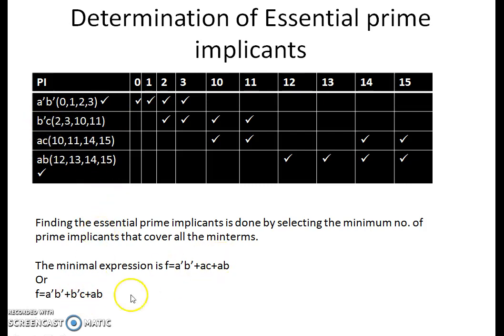I have given both the options where A bar B bar and A B are mandatory in both the expressions. I have just given a choice between these 2. You can either use B C or A C. So this is our final answer. We have found the essential prime implicants, that is the minimum number of prime implicants which are required to cover all the min terms, and they are listed here. This is our final answer.